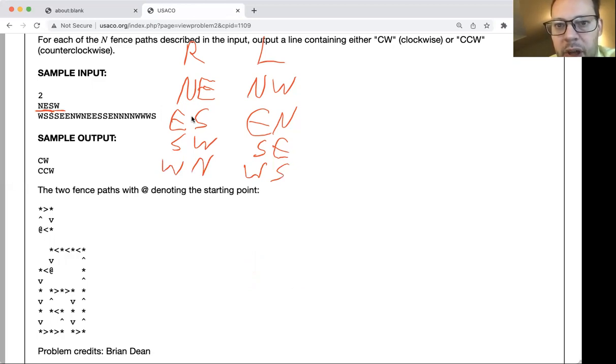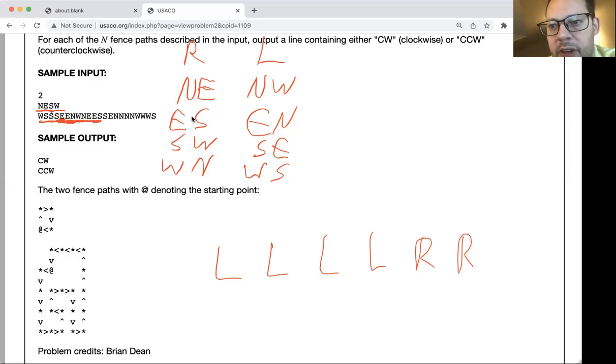Let's do this next one. West south is a left turn. South south is not a turn at all. South south south, southeast is a left turn. East is straight. East-north is a left turn. Northwest is a left turn. West-north is a right turn. Northeast is a right turn. East-east is straight. East-south is a right turn.